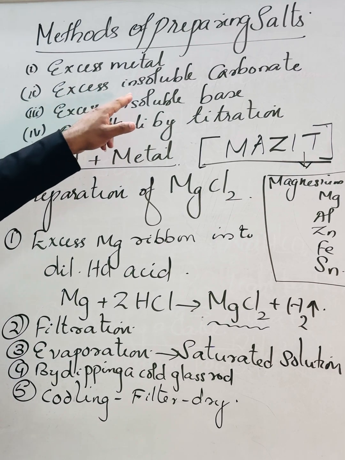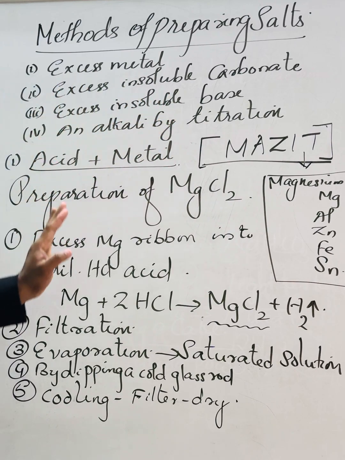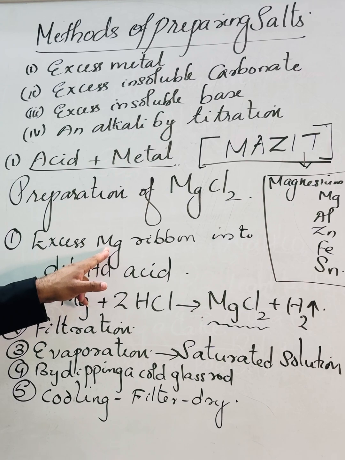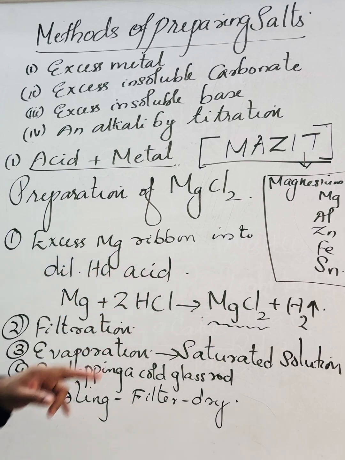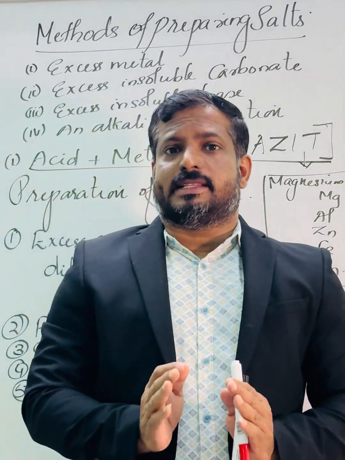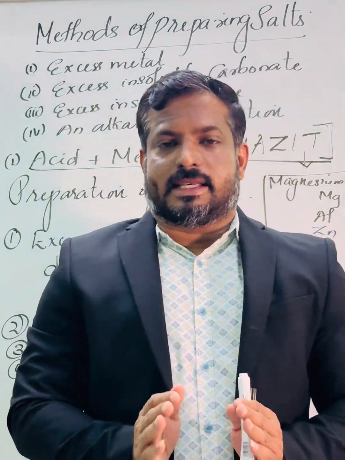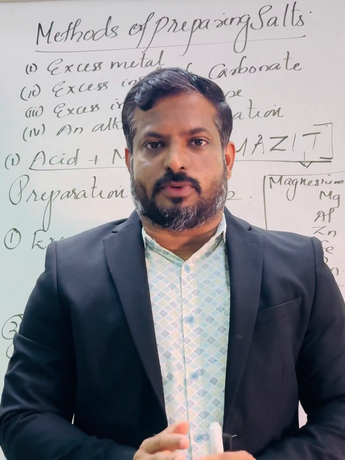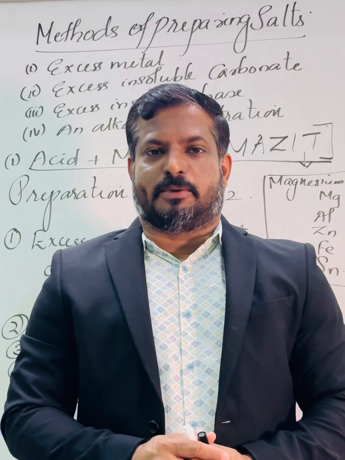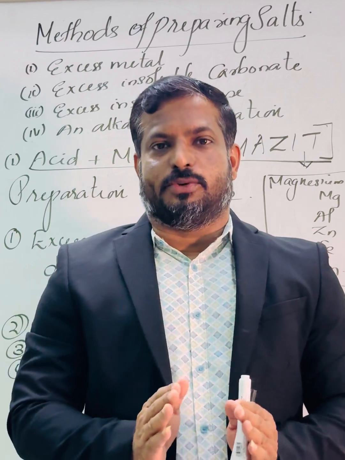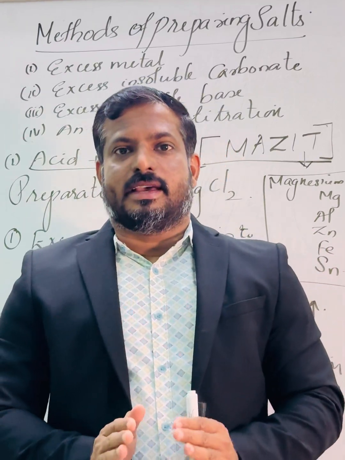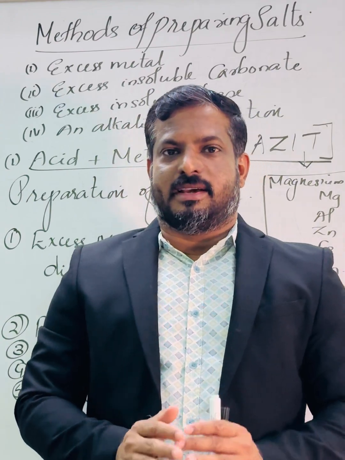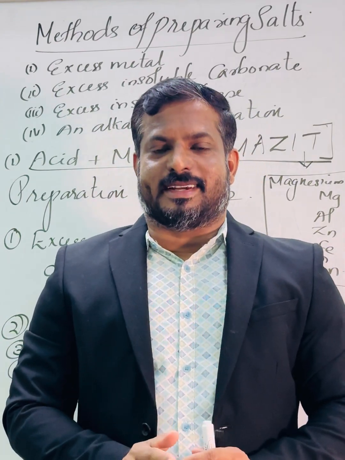Remember one thing, excess insoluble carbonate. The same procedure you want to follow. Instead of metal, you want to add metal carbonate. So for the first and second case, excess metal reacting with acid and metal carbonate with acid, both have the same procedure. In the first case, we use a metal, and in the second case, we use a metal carbonate. I hope it is very clear right now. Thank you.